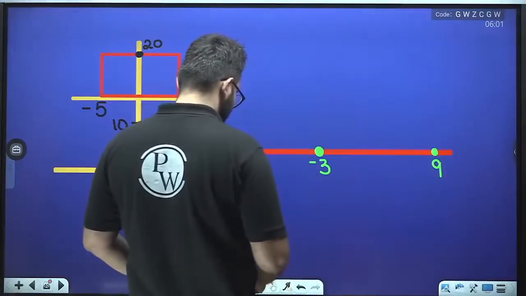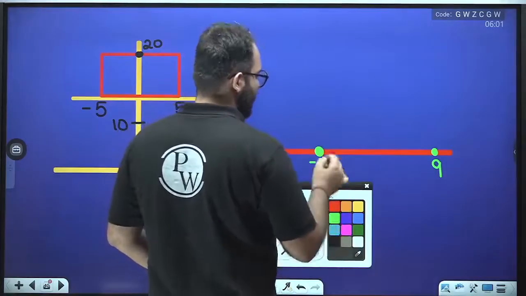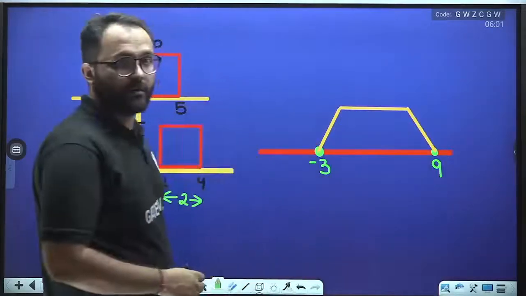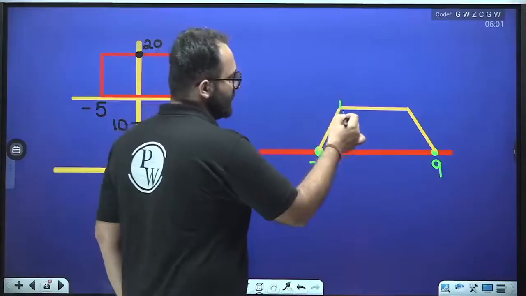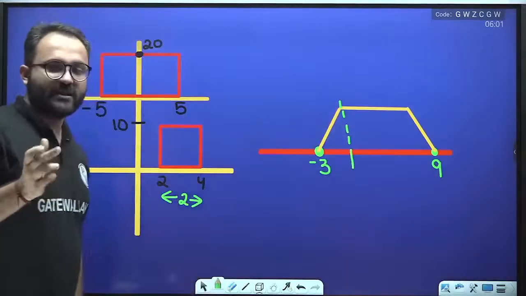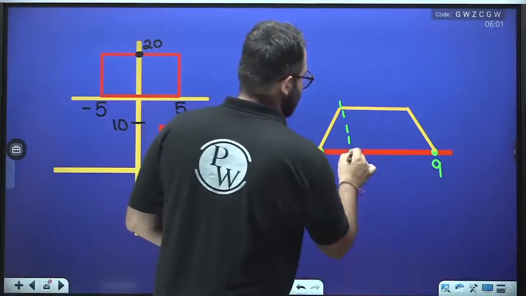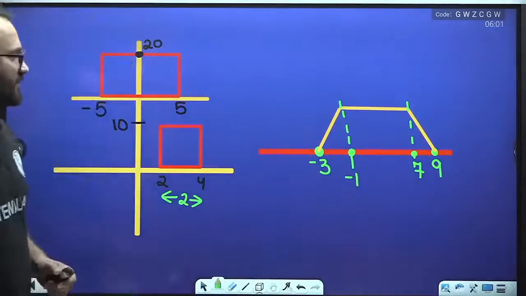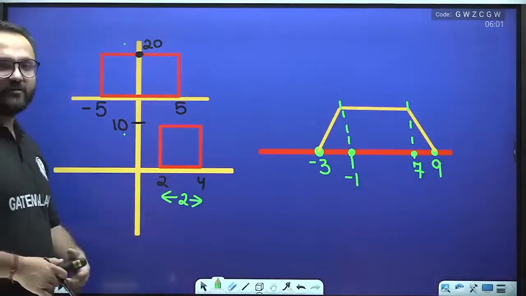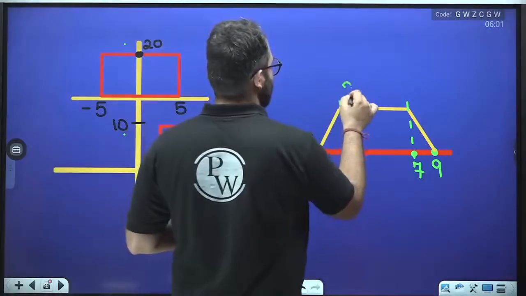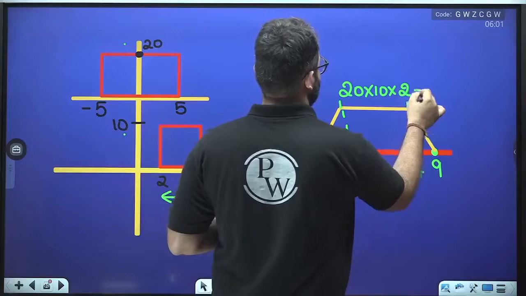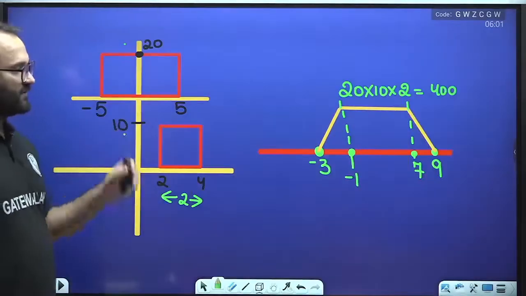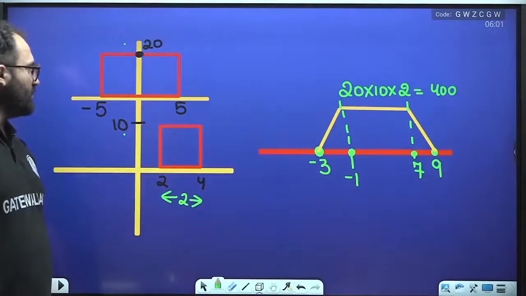We will get a trapezium. Now what will be this mark? This mark will be away from the start point by the width of the smaller rectangle, that is 2, so that is -1. Similarly, this will be 7. What will be the height of the trapezium? The height will be H1 into H2 multiplied by the width of the smaller rectangle, that is 10 into 2 into 2, that is 40. So the height of the trapezium is this. We can get the height, the starting point, the end point, and these mark points very easily. I hope all of you are able to do it.